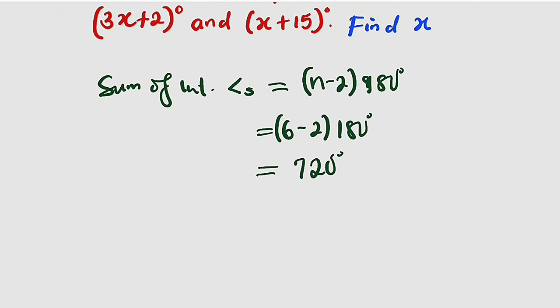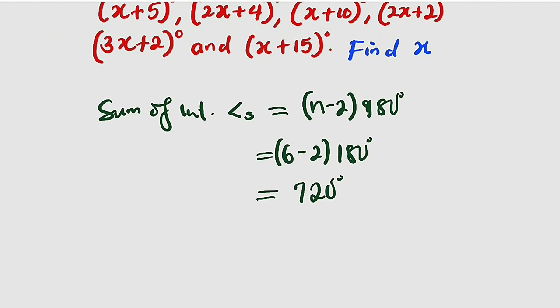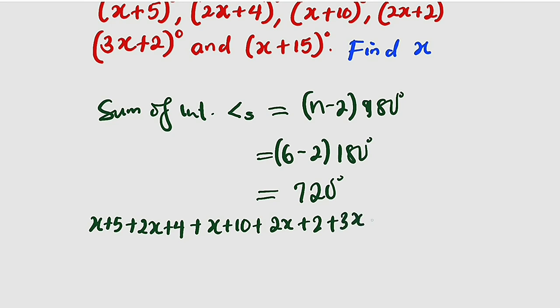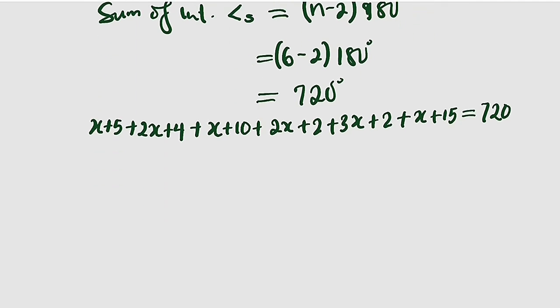So let's do that. The first one is x plus 5. So we have x plus 5, then plus the second one, which is 2x plus 4, then plus x plus 10, then plus 2x plus 2, then plus 3x plus 2, then lastly we have plus x plus 15, all together equals 720. Let us collect the like terms.